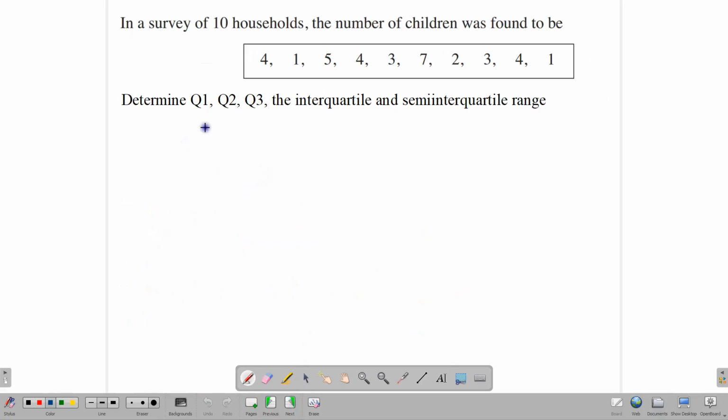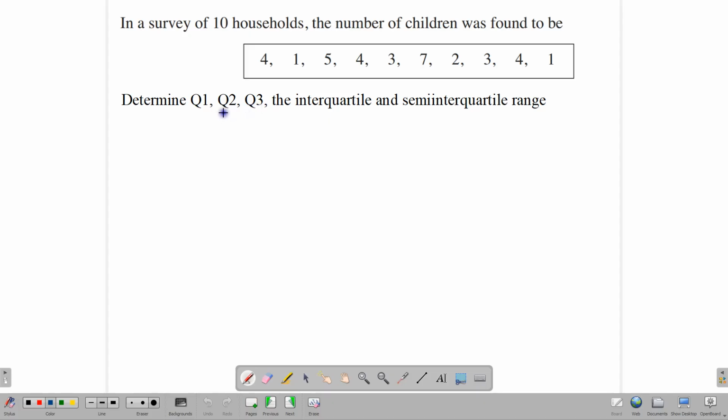So let's begin. In a survey of households, the number of children was found to be 4, 1, 5. These numbers that we have here in the table. And we want to determine Q1, Q2, Q3, the interquartile range, and the semi-interquartile range. And what these mean are, Q1 represents the first quartile or the lower quartile. Q2 is the median, and Q3 is the upper quartile or the third quartile.